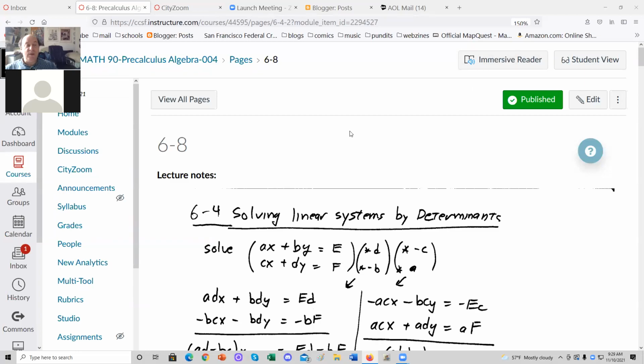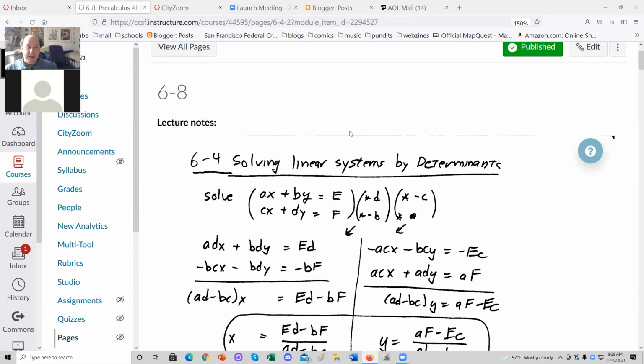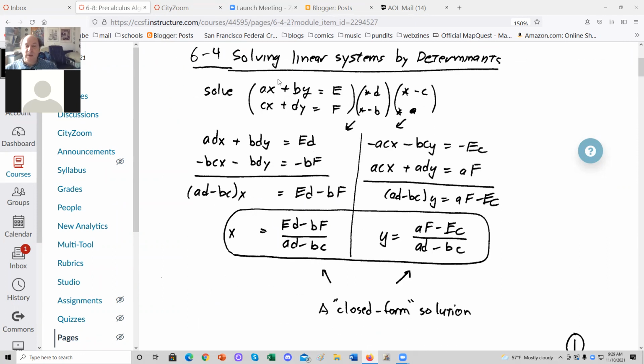Here we'll solve linear systems by something called determinants. Determinants are supremely good for 2x2 systems, pretty good for 3x3, but for higher, you might as well use row operations. Okay, we start with this system.